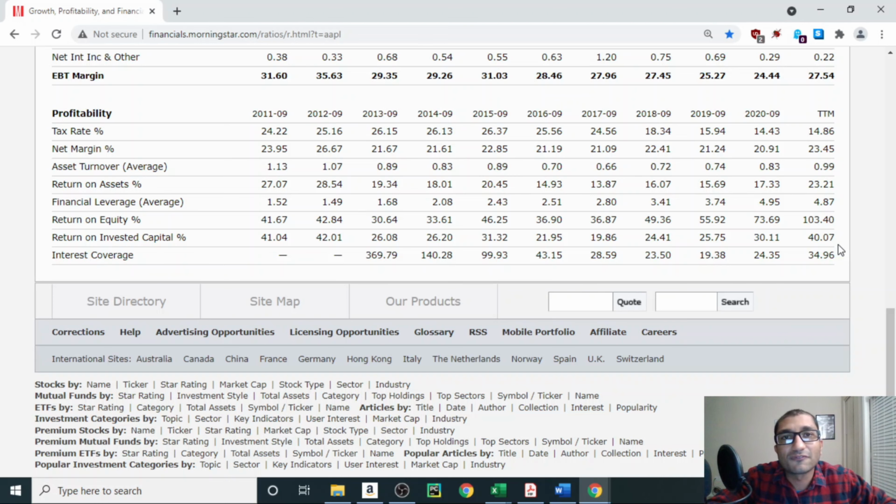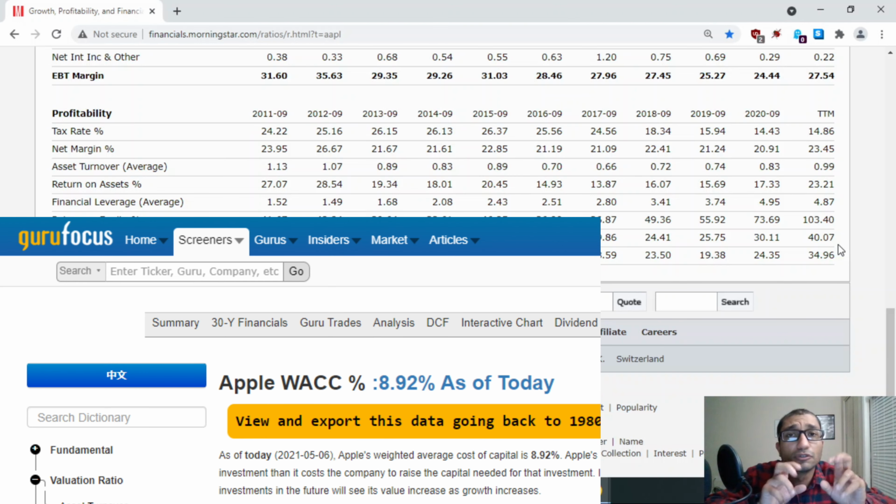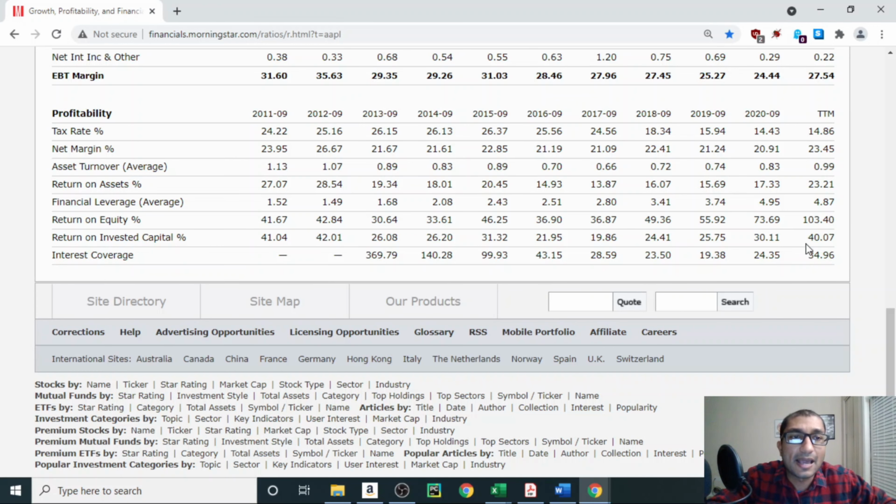Apple's weighted average cost of capital, also known as the company's hurdle rate, is about 9%. Given that the company's return on invested capital is much greater than its weighted average cost of capital, it tells us that the company's management is creating value for its shareholders.